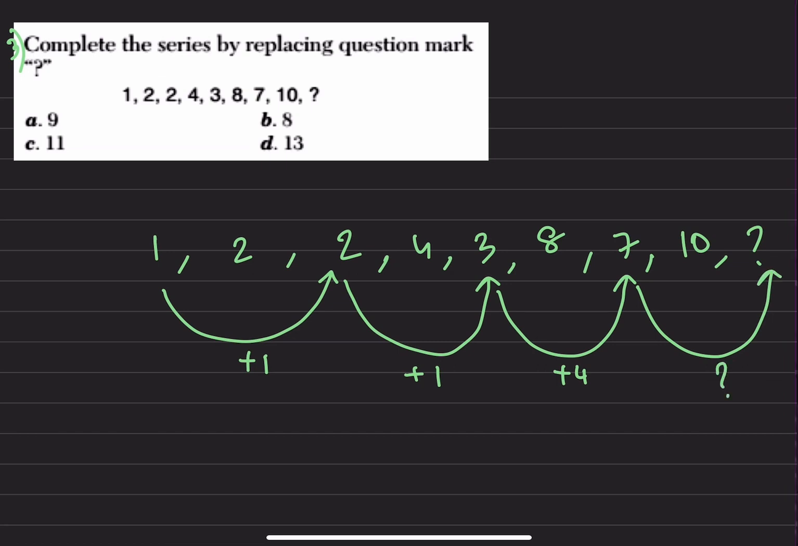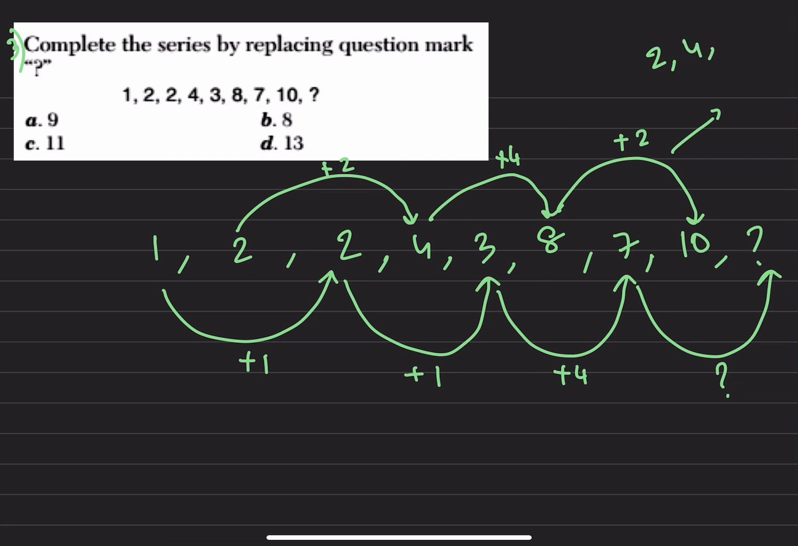Let's just keep it like that. What about these other numbers? How are they related? Let's go with this step. We add 2, and then 4 to 8, we add 4, then 8 to 10, we add 2. So in this pattern, I can say that first you add 2, then you add 4, then you add 2, then you add 4, and so on. Alternate. But in the other one, I'm still trying to figure out what it should be.